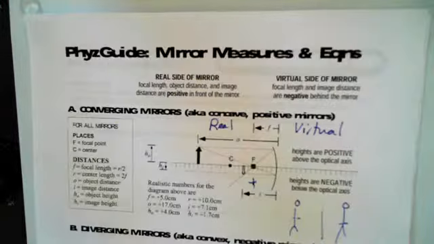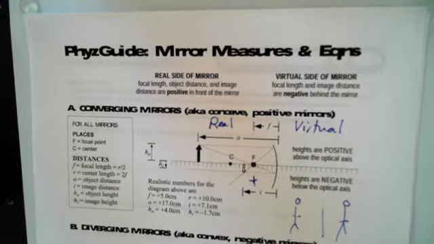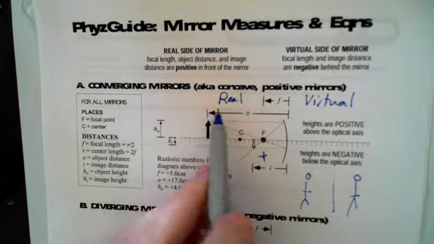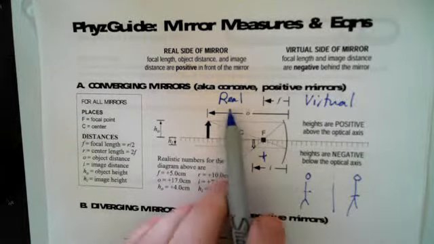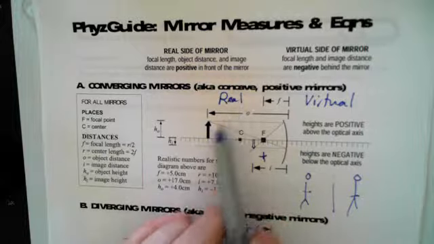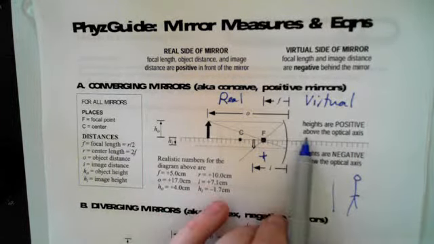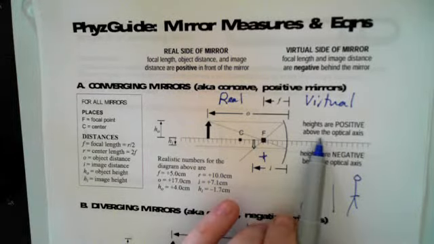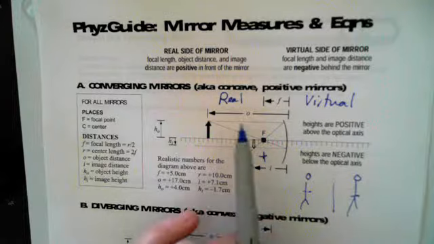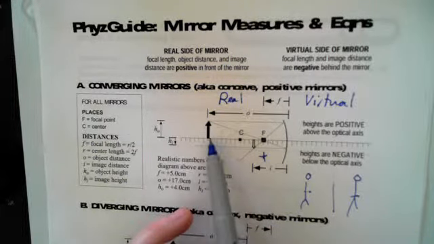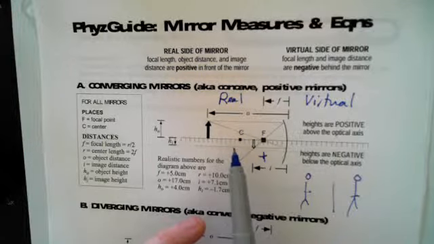All right, let's look at some properties of mirrors. The real side, this is the opposite of that of lenses. The real side is always going to be on the same side as your object. The virtual side is always going to be opposite your object. Okay, so like on the opposite side. All right, so remember, real means that the image that's created by that object can be projected onto a sheet of paper.